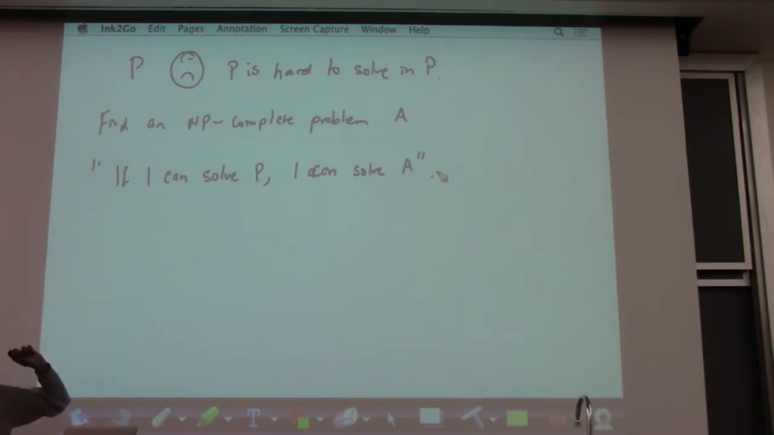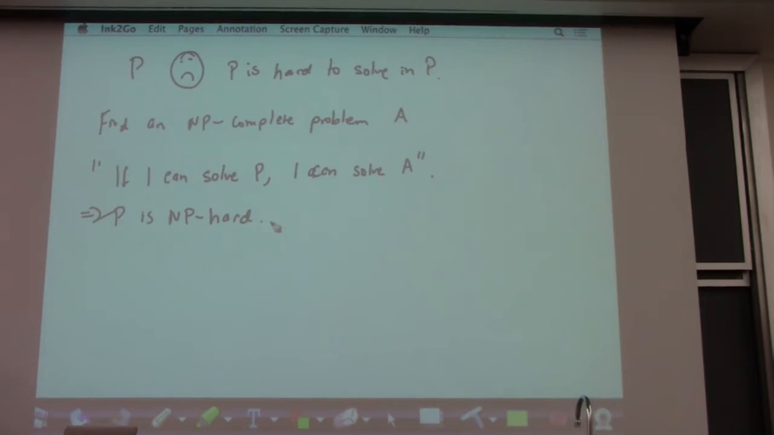In particular, I have now shown that, well, actually it's not quite true. What I've shown is that, so do you see? If I can take a known NP-complete problem and show that solving my problem would solve that problem, then I've shown that my problem is NP-hard. Do you see why?